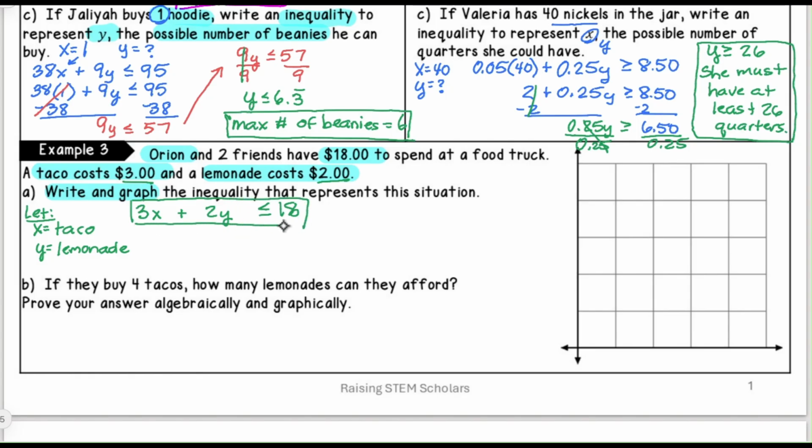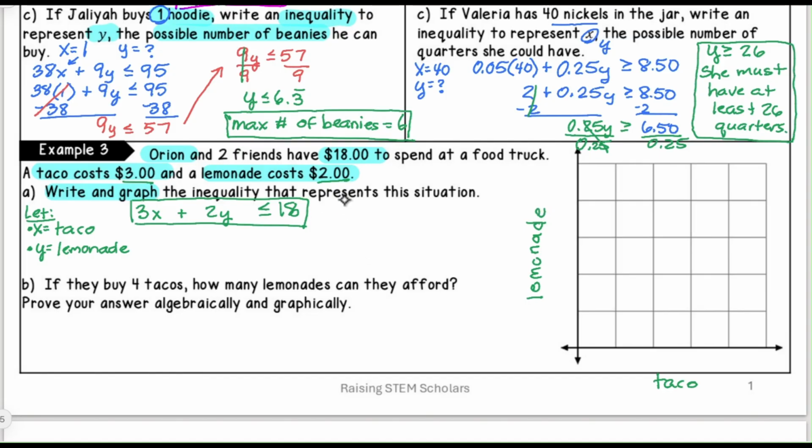Now we are going to need to graph this, but we've got to figure out numbers that this could possibly be. Okay, so I said tacos is my x, so I'm going to go ahead and put taco down here. And I said y was my lemonade, so I'm going to put lemonade over here. And we're going to have to work out how to spread out our numbers.